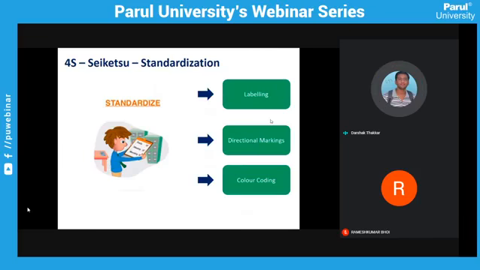So standardization means labeling, directional marking, and color coding. These are the basic tools with the help of which we can do standardization. We can understand this with the video, right?